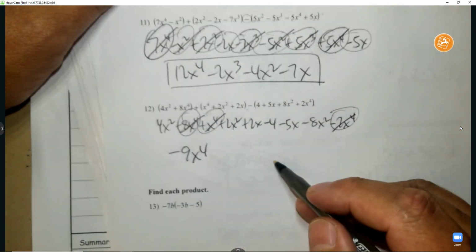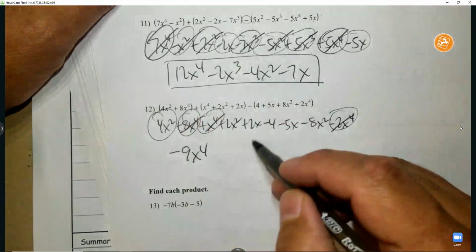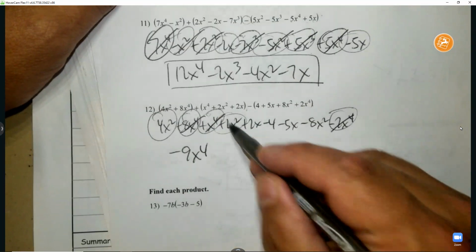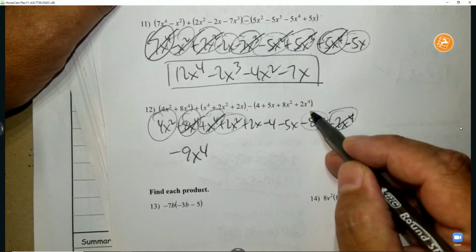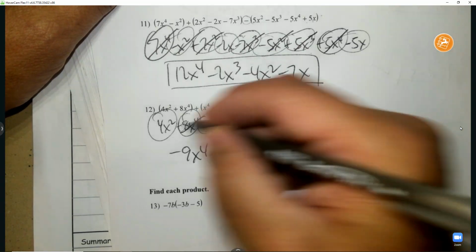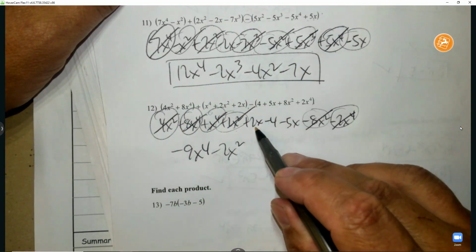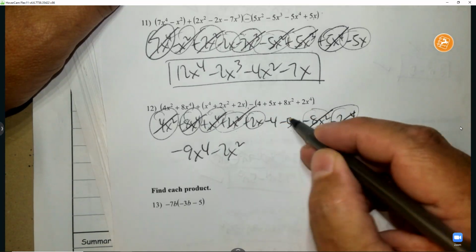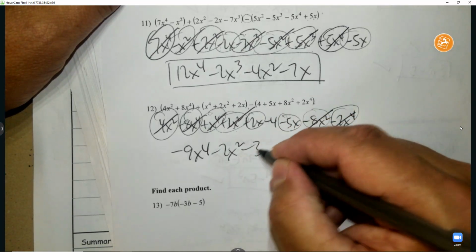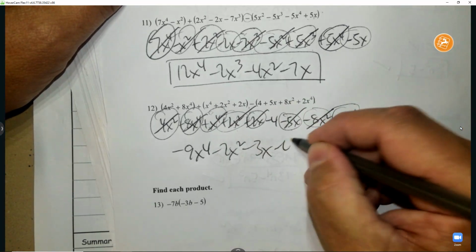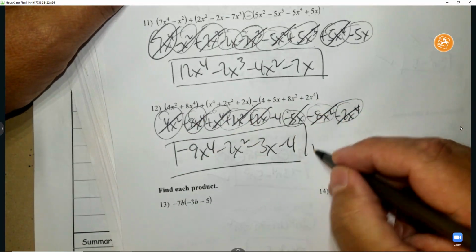The next biggest exponent is squared, so it's 4. So 4 plus 2 is 6. Take away 8. 2, take away 5, that's negative 3. And then the number by itself, negative 4. And that's it, you did it.